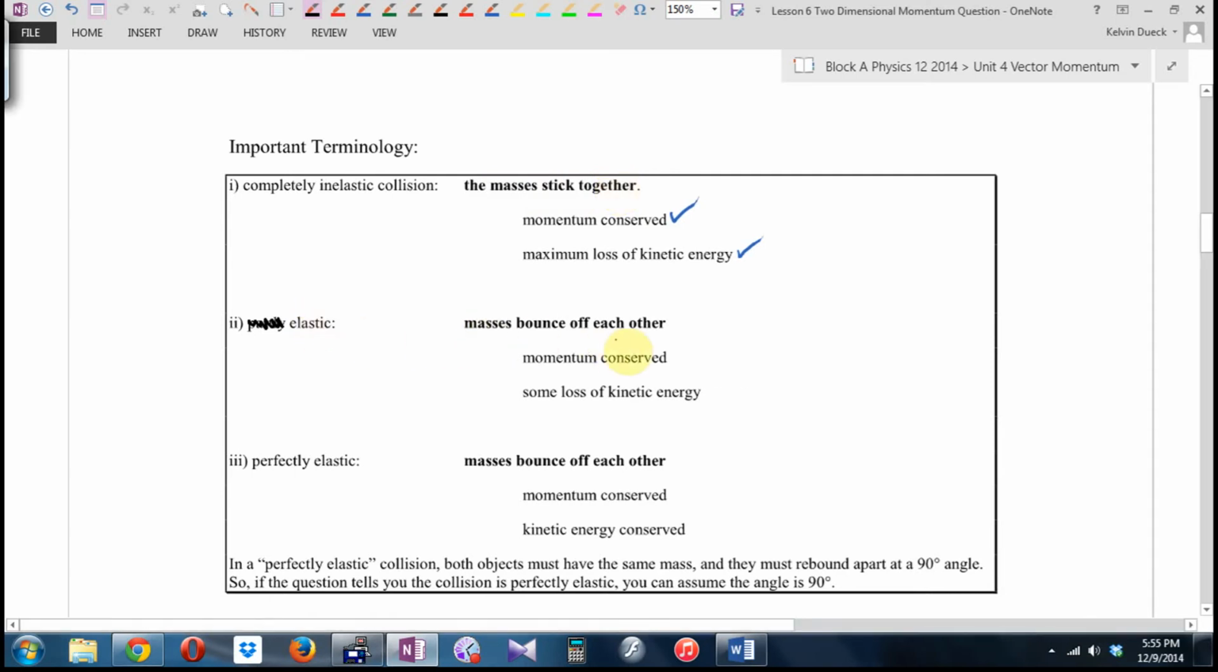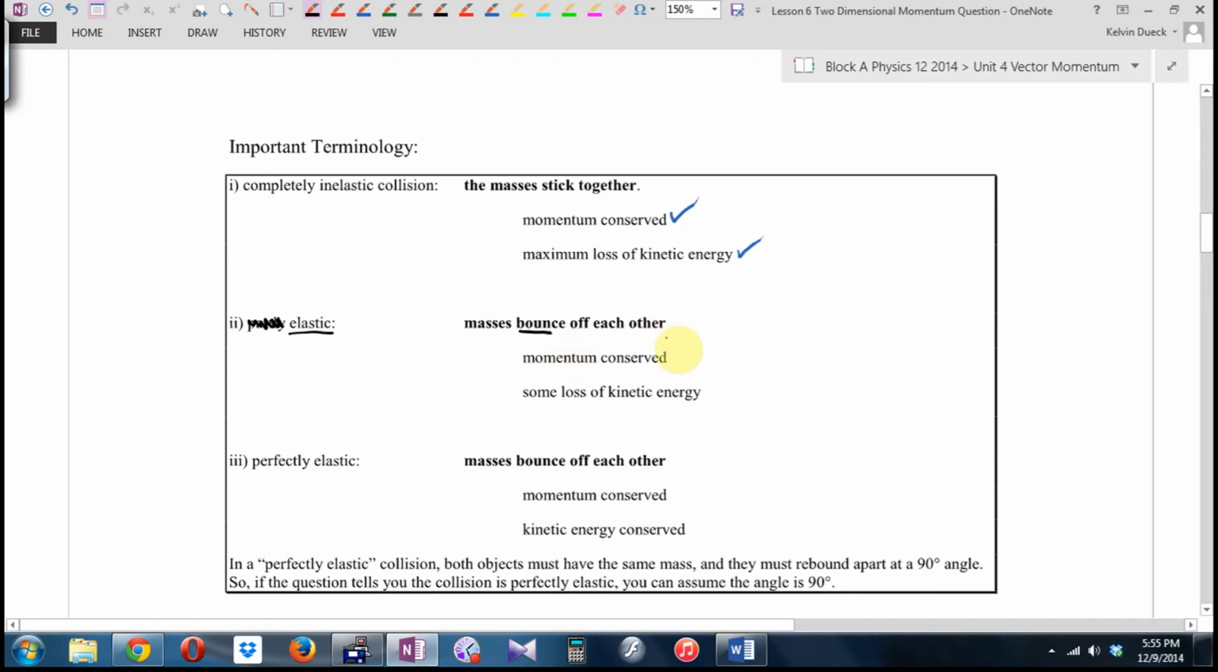Hockey body checks. Now here's how I remember the difference between elastic and inelastic. I think elastic band, rubber, bounces, bounce off each other. Inelastic, not elastic, not rubber band, not bounces, don't bounce off each other, stick together.